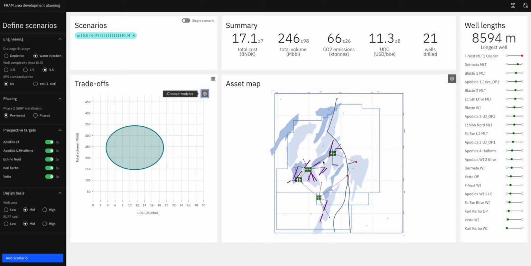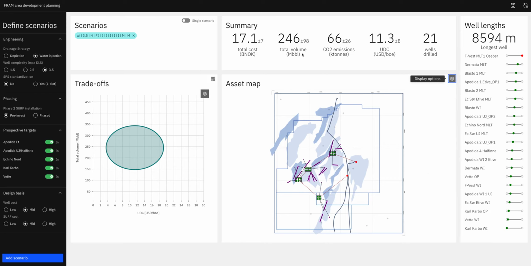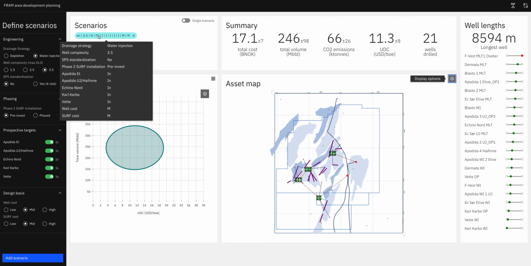Here you see the resulting map for this particular scenario. This is an optimized concept. So there's three 6-well subsea templates. There's one 4-well subsea template connecting pipelines. There's wells and the targets. And you can see these fields within the license boundaries, some of them outside of the license boundaries. A summary of the metrics in terms of total cost, volume developed, CO2 emissions, average UDC. And you see some of the well metrics as well, so the longest well going down to a number of shorter wells.